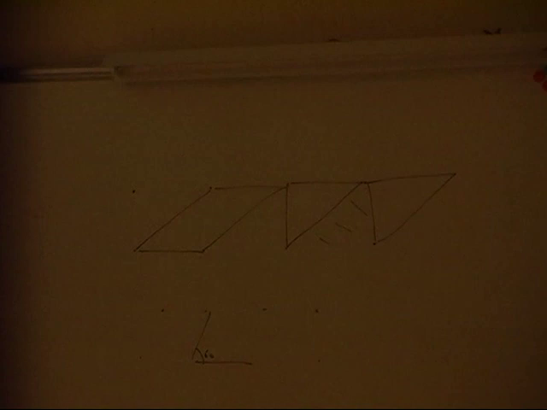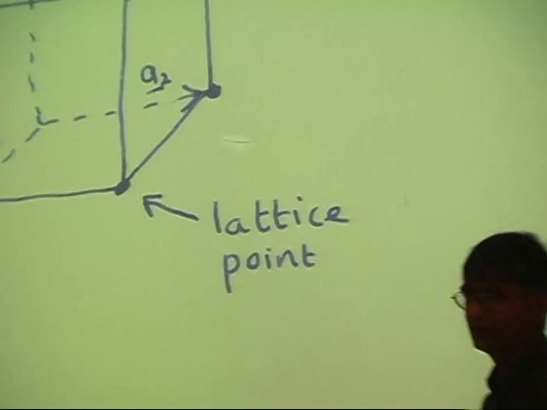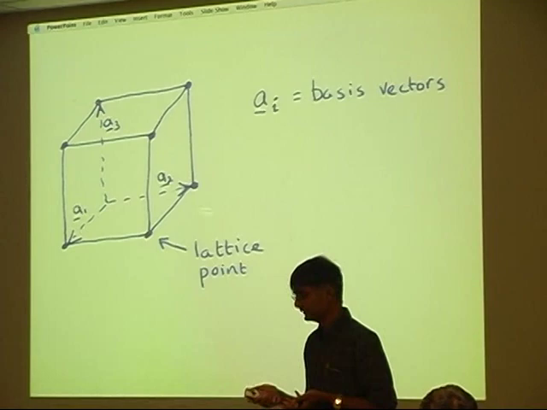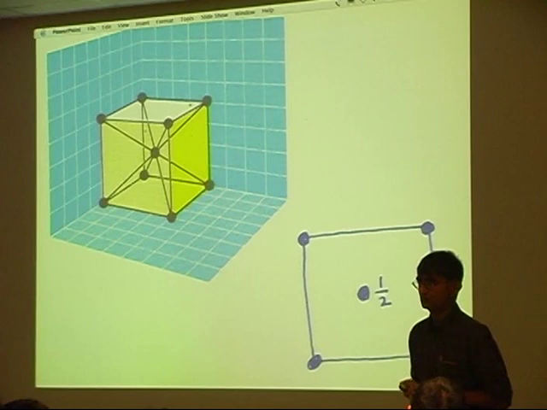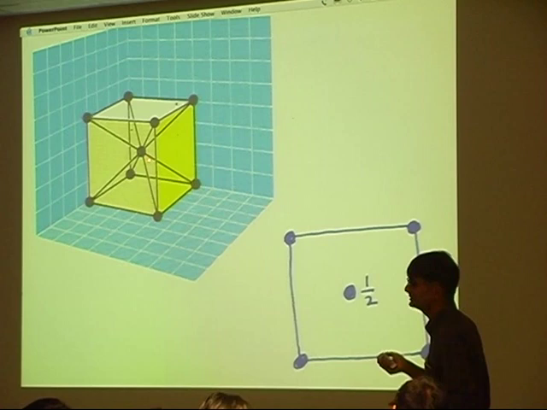In three dimensions, there are only 14 different ways of arranging a regular set of points. These are called the 14 Bravais lattices. Now, one of these is the body-centered cubic crystal structure. Here we are talking about lattice points again, so this is the body-centered cubic lattice.